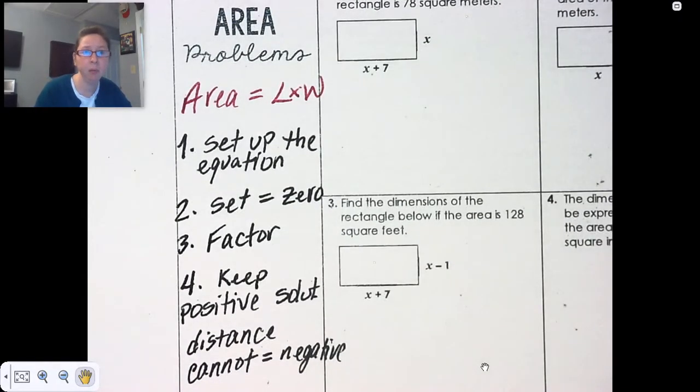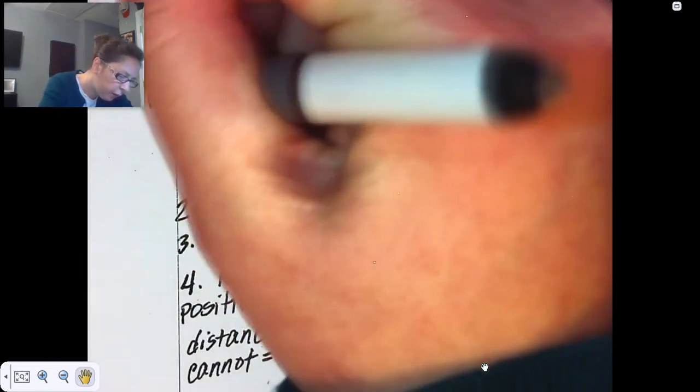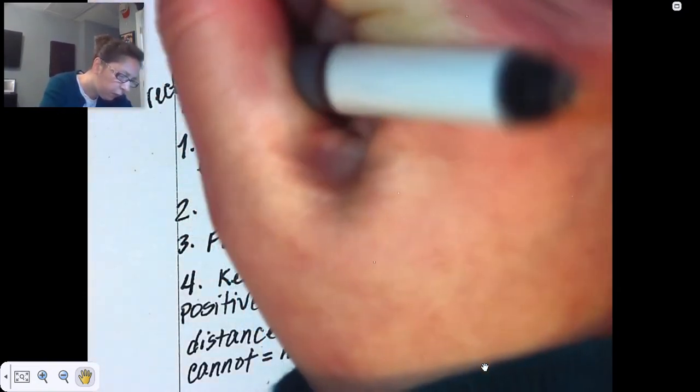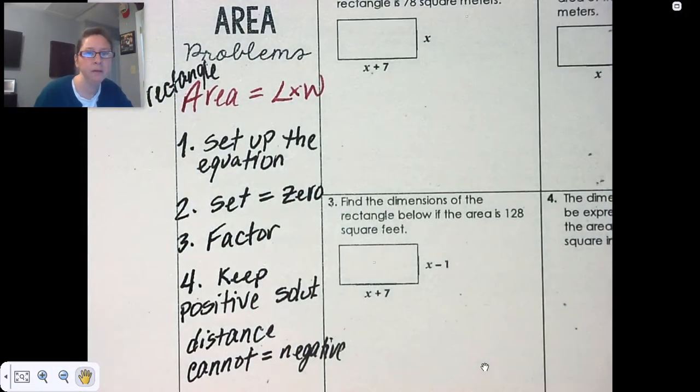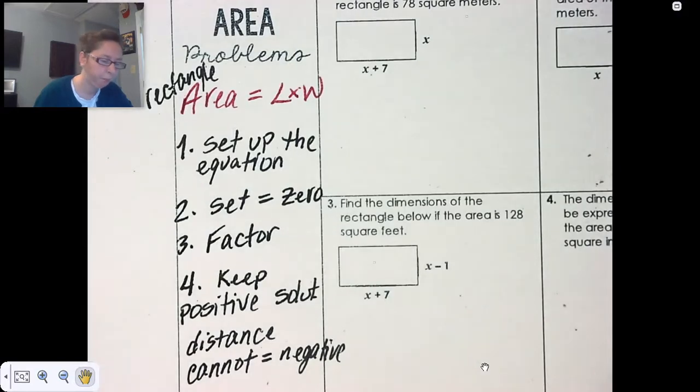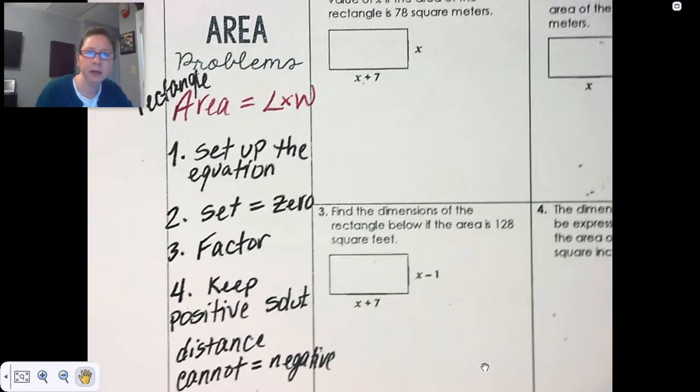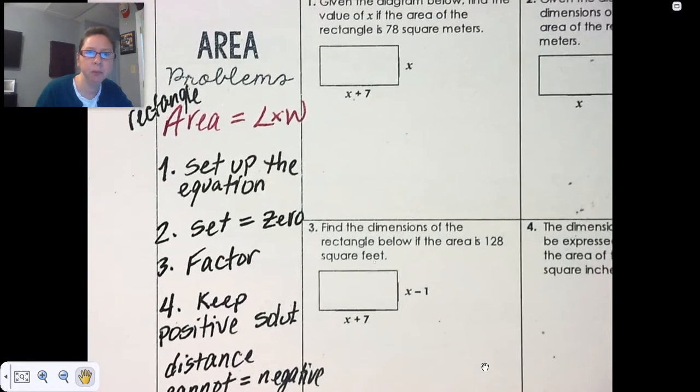I am using my Elmo this time, so it's going to look a little different than it has when I've had my smartboard to do these notes. So the first reminder here is the area of a rectangle. So that's a rectangle is length times width. All right. Step 1 is going to be to set up the equation. So let's go ahead and start with example number 1 here.